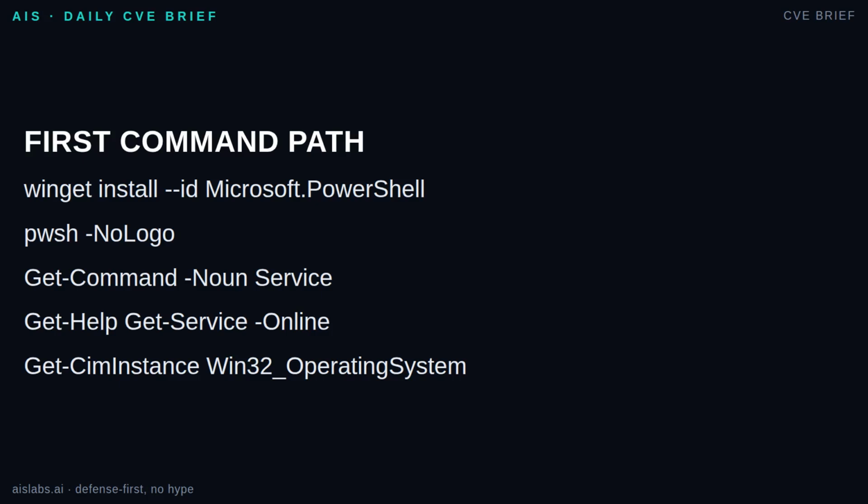Then learn by discovery, not guessing. Get-Command -Noun Service shows commands around services. Get-Help Get-Service -Online opens the Microsoft help page. Get-CimInstance Win32_OperatingSystem asks Windows Management Instrumentation, through the newer Common Information Model cmdlet, for operating system facts. Those 3 habits matter: find the command, read the help, run a read-only query before you touch anything.